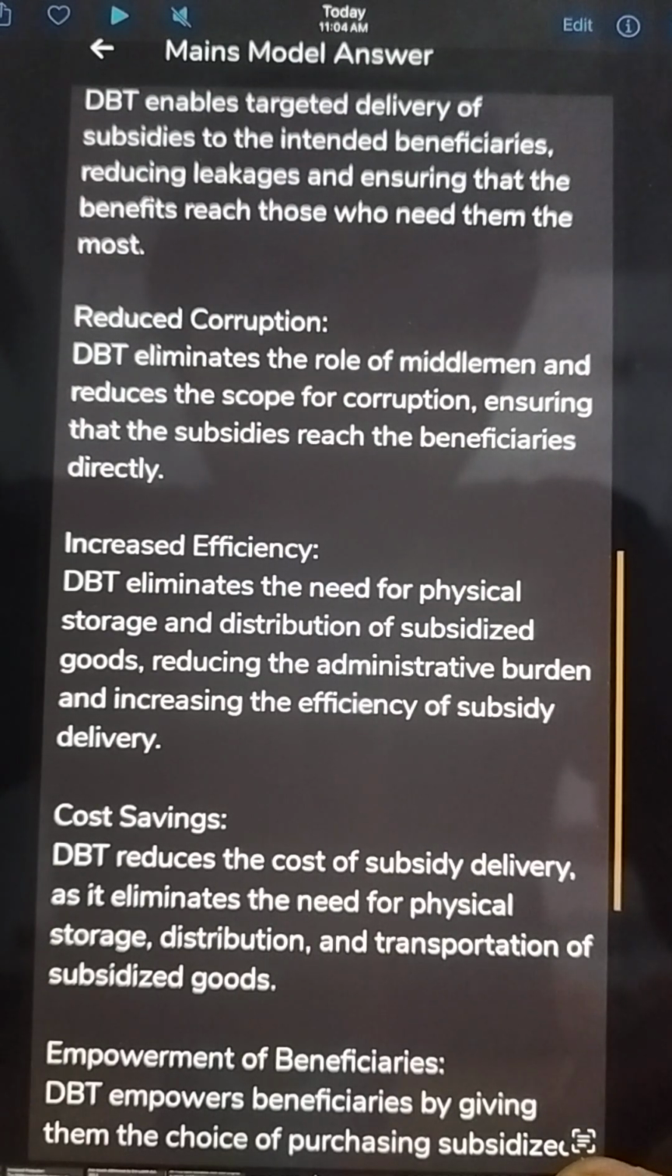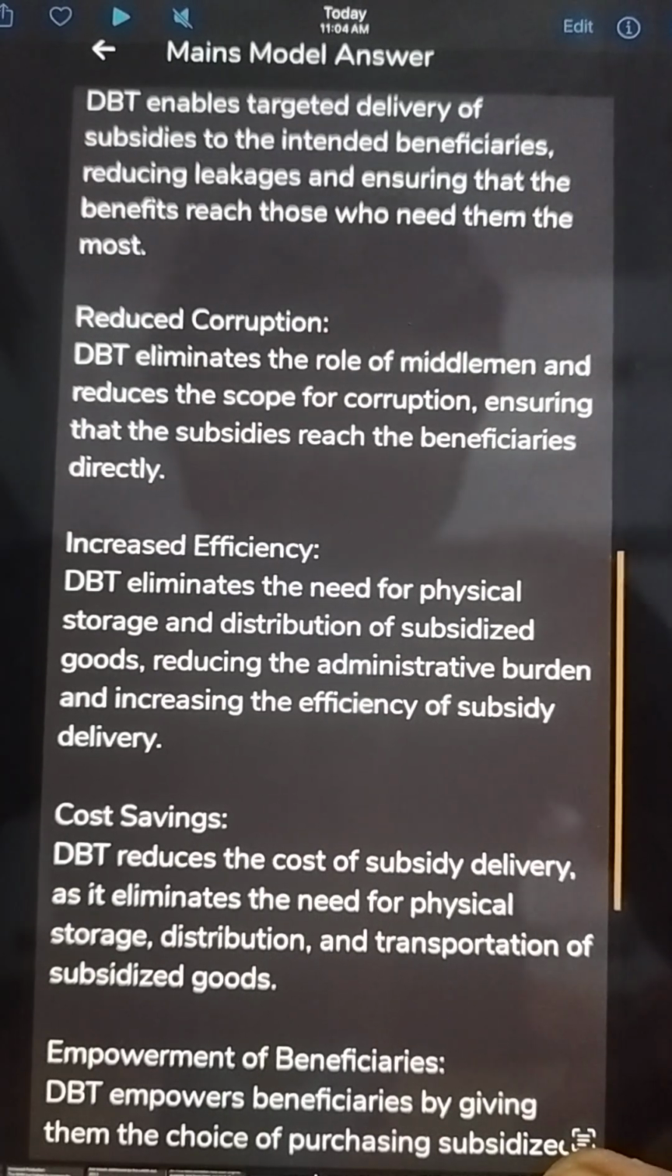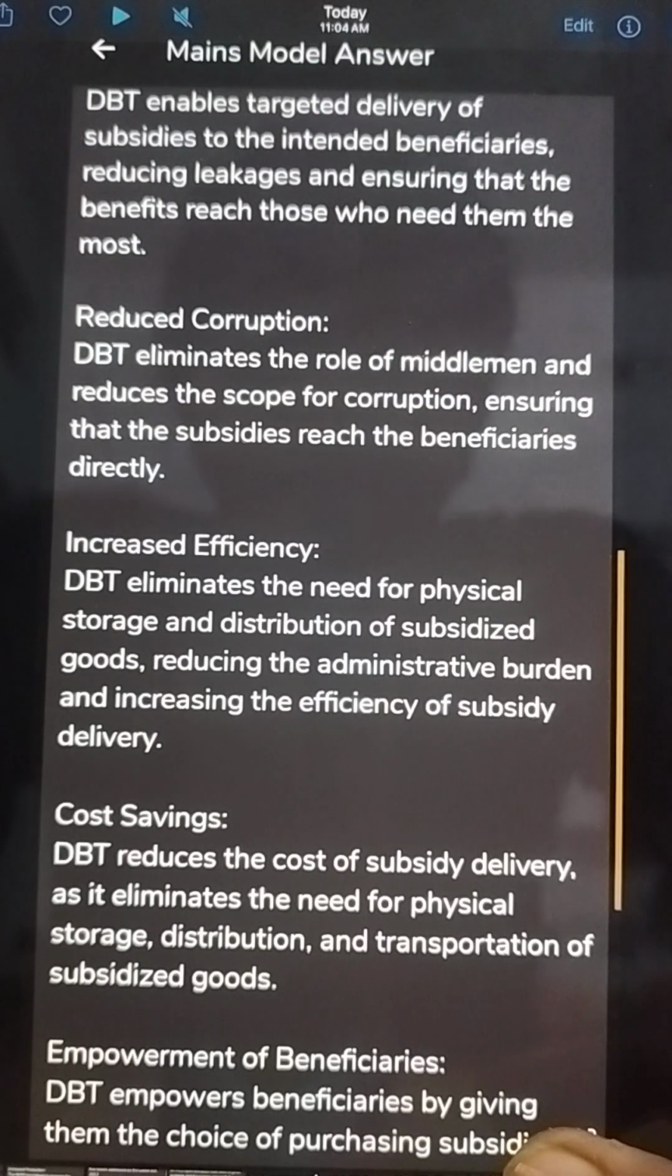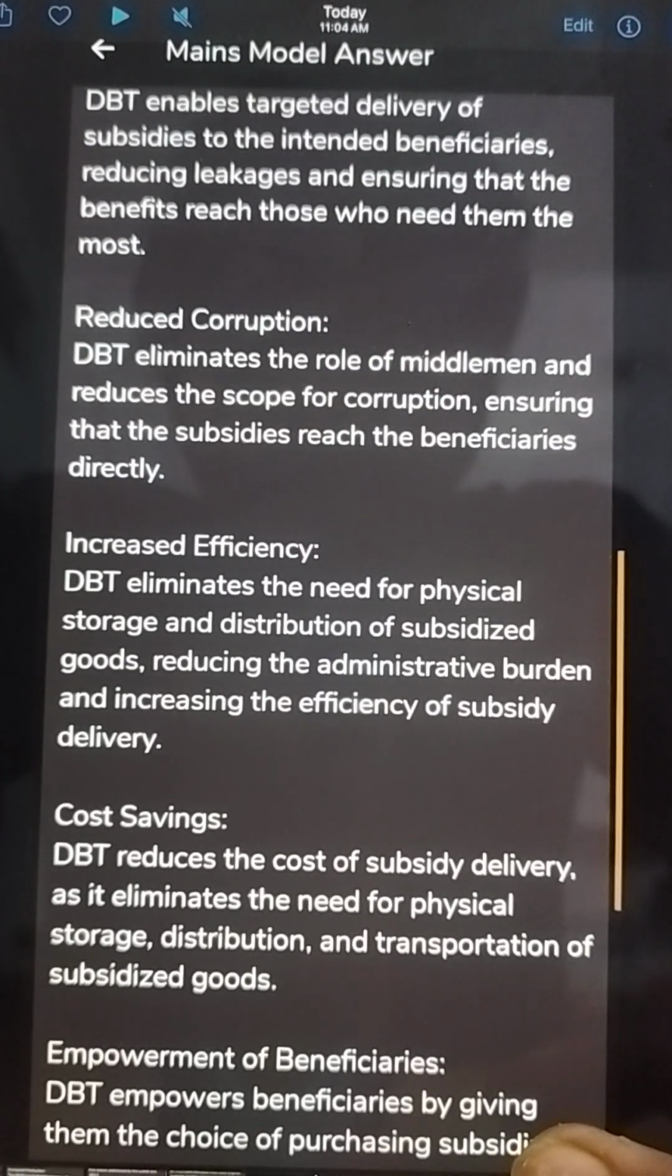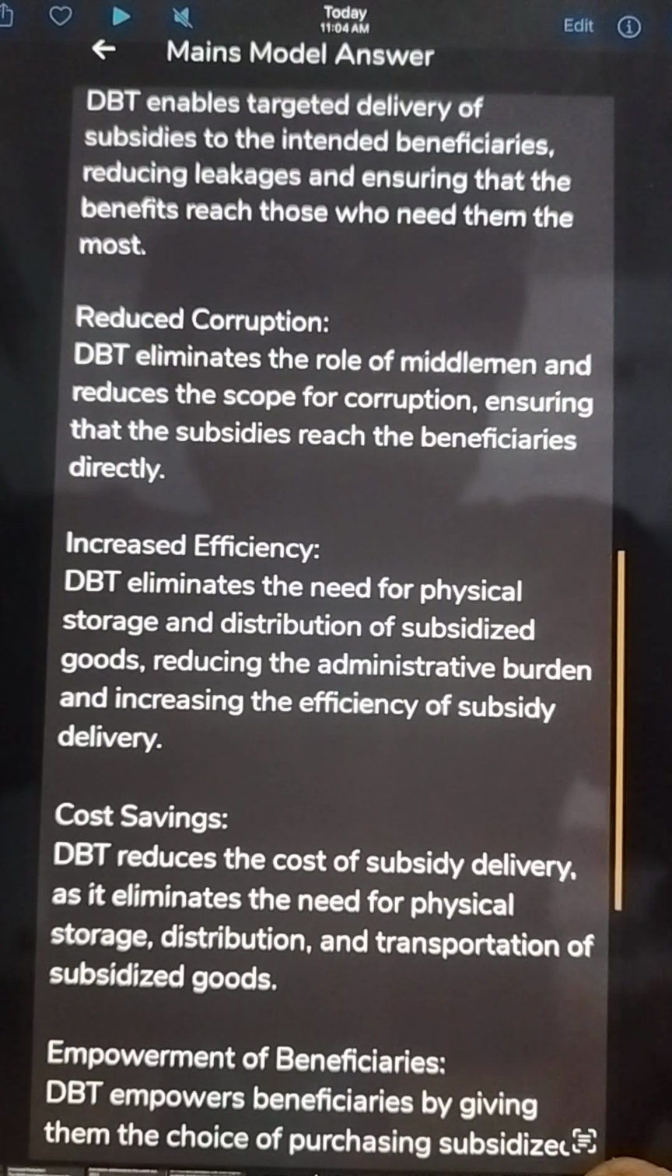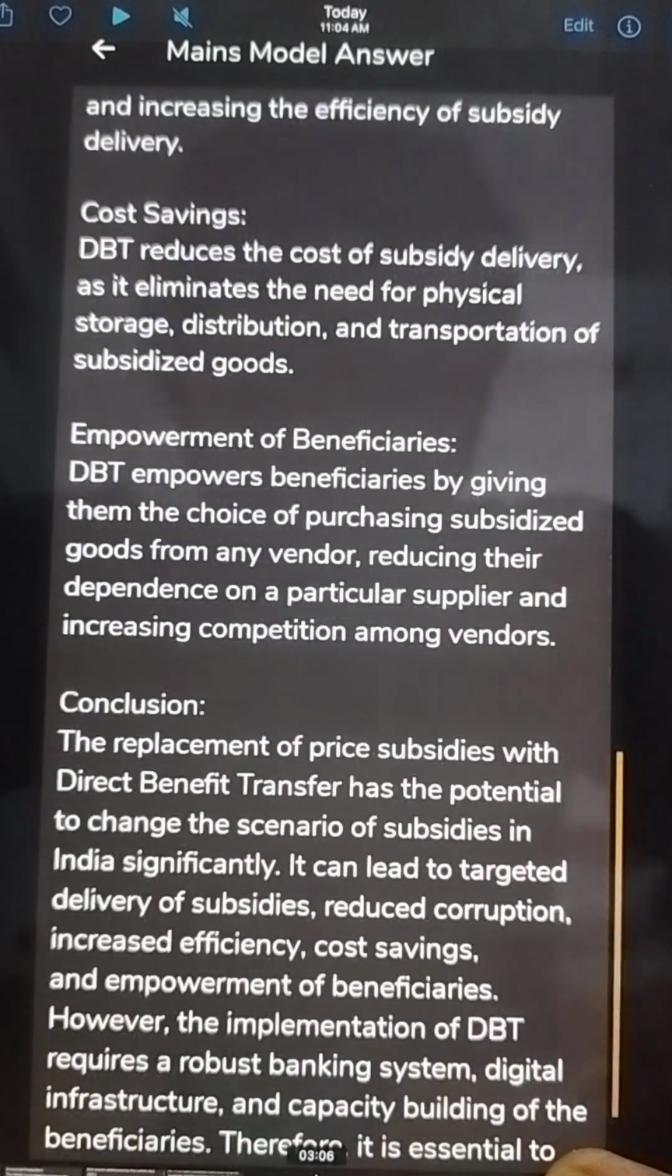Increased efficiency में क्या आता है? DBT eliminates the need for physical storage and distribution of subsidized goods, reducing the administrative burden and increasing the efficiency of subsidy delivery. Then cost savings. DBT reduces the cost of subsidy delivery and it eliminates the need for physical storage, distribution, and transportation of subsidized goods. Then empowerment of beneficiaries.